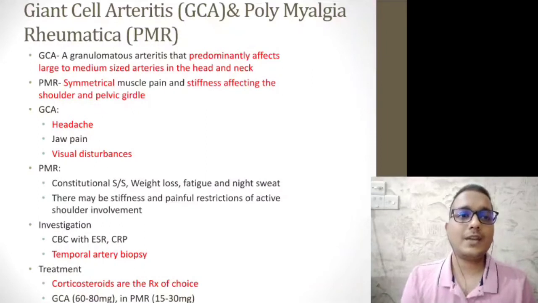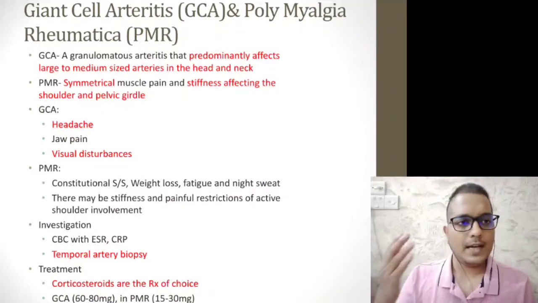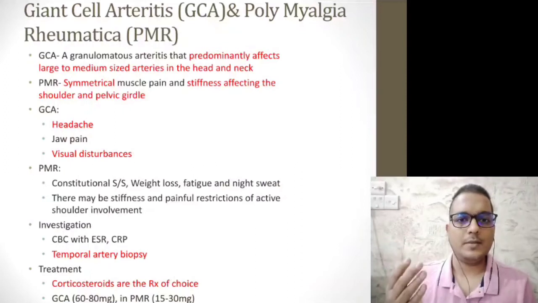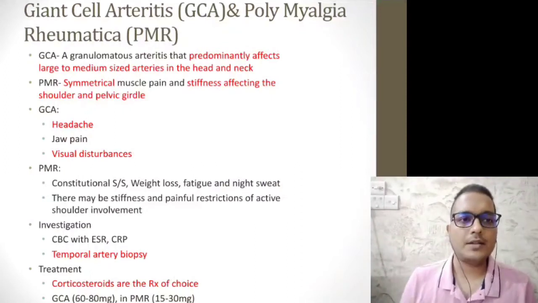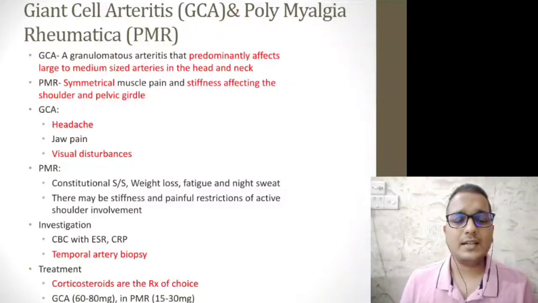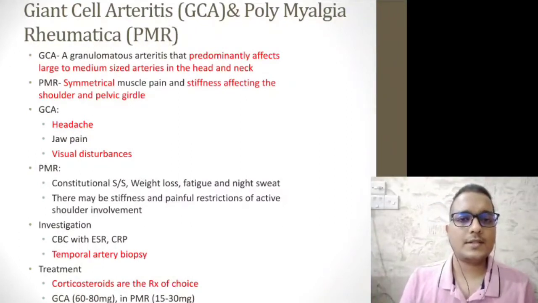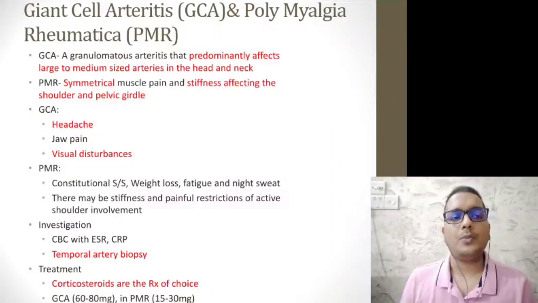In giant cell arteritis, the key features will be headache and visual disturbances, as I red marked these points. The investigations are the common investigations like CBC, ESR, CRP, and the temporal artery biopsy. So this is the investigation, and the treatment is also corticosteroids.